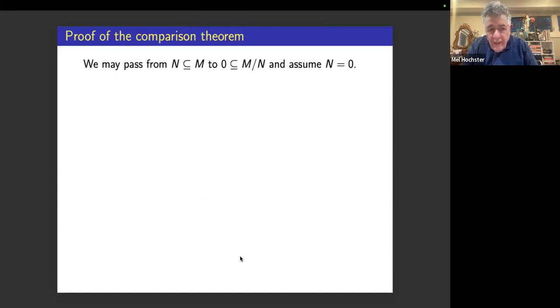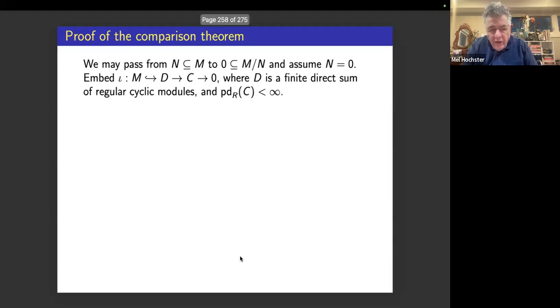So this is the proof of this comparison theorem. You can pass to the quotient, and you can assume, therefore, that N is 0. And then you embed, this M is the old M mod N. You embed M in a direct sum of regular cyclic modules, and note that the projective dimension of C is finite, because it's the projective dimension of C that's going to be crucial here.